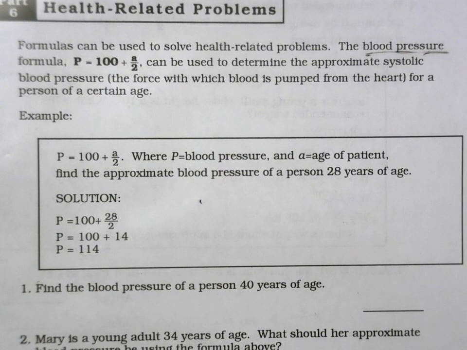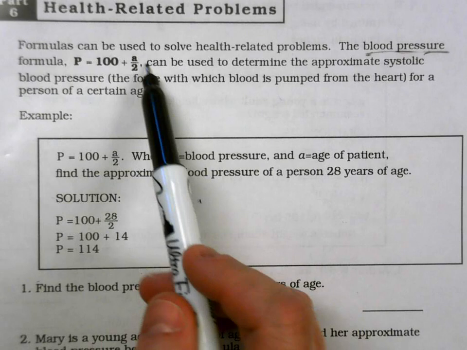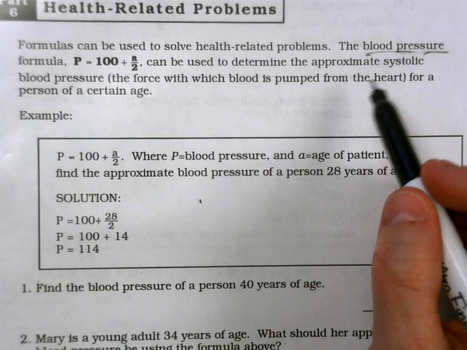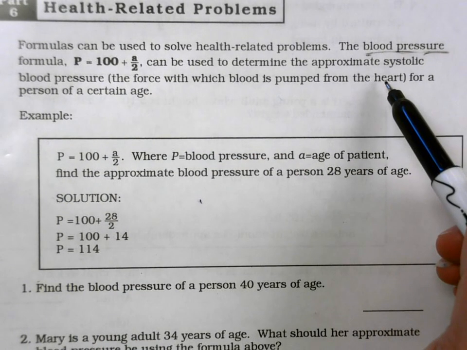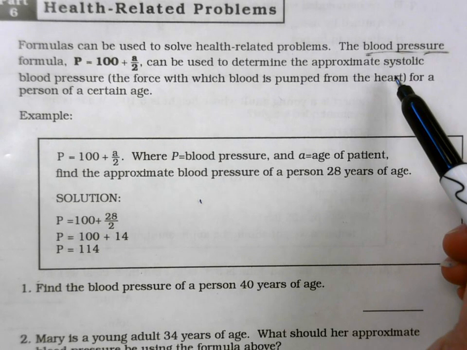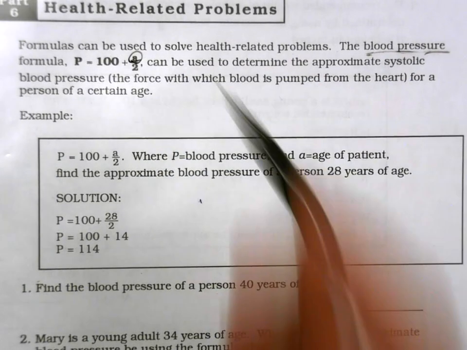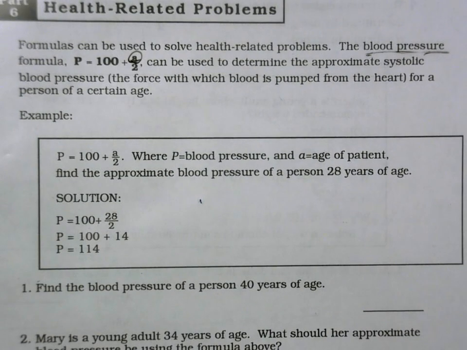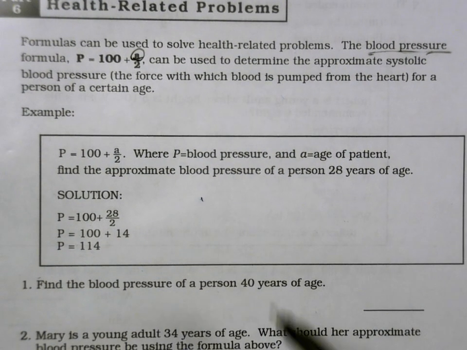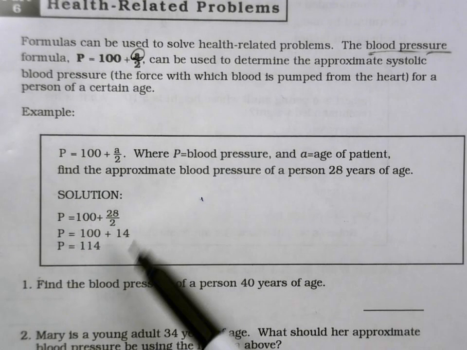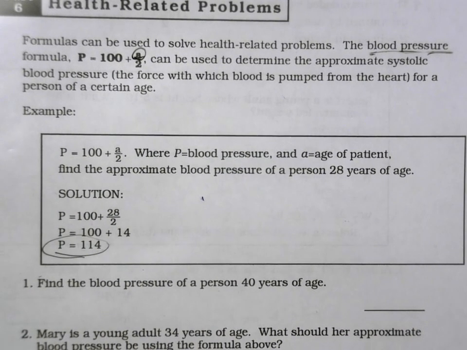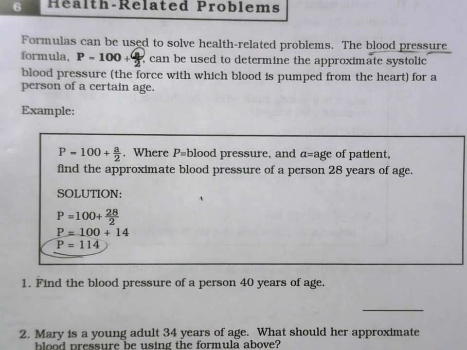Okay, so this formula is fairly straightforward. The P is the approximate blood pressure that someone should have based on their age, which is the A. So depending on how old somebody is, you should know what their systolic blood pressure should be. I do not know if that's the top number when you take blood pressure or the bottom number. I'm pretty sure it's the bottom number.